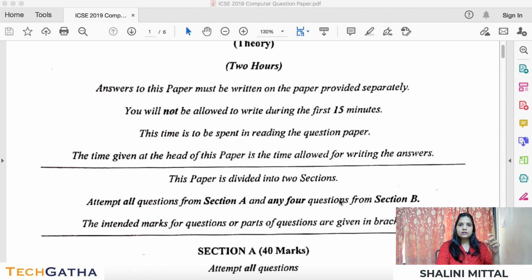My suggestion is to utilize the 15 minutes, read the paper thoroughly, understand which section you feel is easier to solve and start solving that section first. In Section B, you always have 6 questions from which you have to solve any 4. Identify those 4 questions which you feel you will be able to solve and then just focus on those 4 questions.